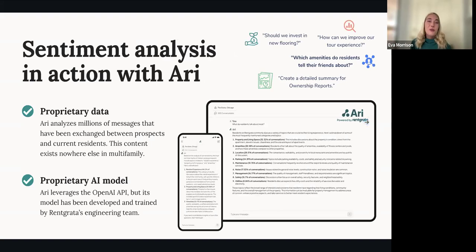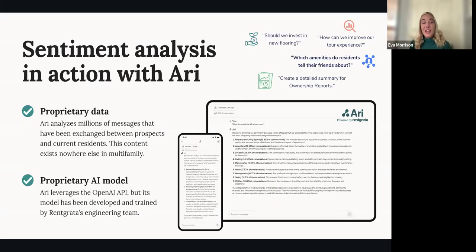So our solution was to build ARI, which is our own version of sentiment analysis. And what ARI does is analyze those millions of messages that have been exchanged between prospects and current residents, on this really unique data set, this really authentic data that we've been able to collect over time. And what we want to do is illuminate all of those insights that live in those messages and share that with property management companies.